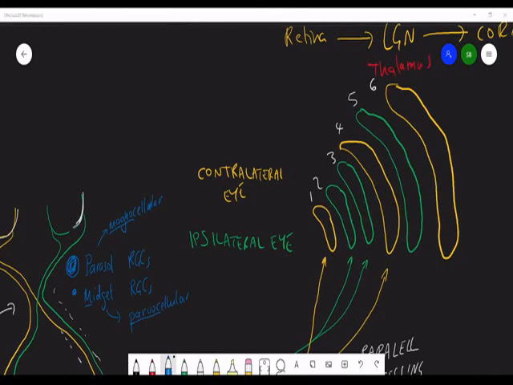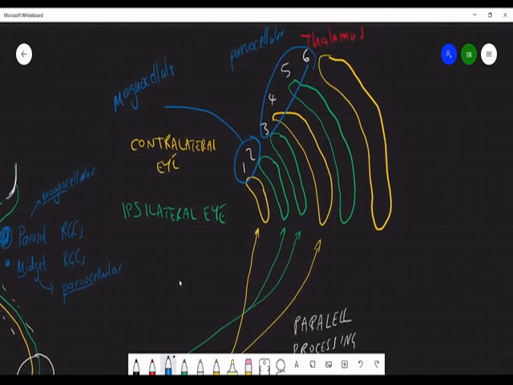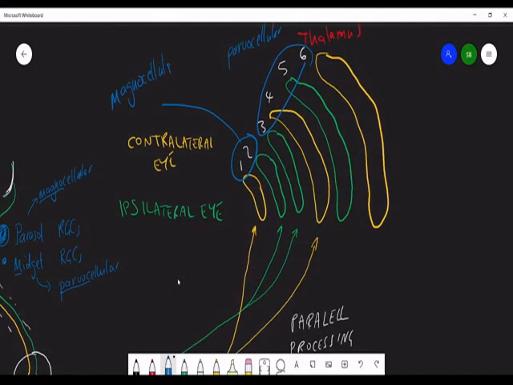the magnocellular pathway goes to layers 1 and 2. So this is where the magnocellular pathway goes, and then the parvocellular pathway goes to these layers. So that means that M cells actually go to layers 1 and 2, and P cells go to 3, 4, 5, and 6.